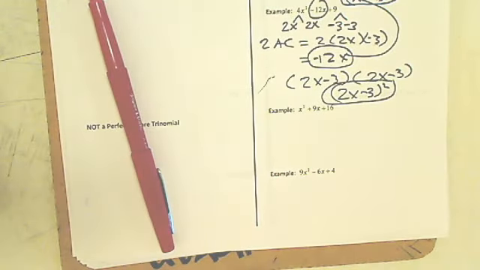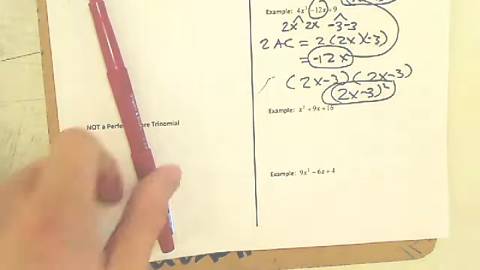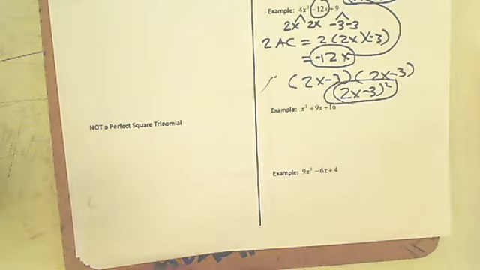1, 4, 9, 16, 25, 36, 49, 64, 81, 100, 121, 144, 169, and so on. These are your perfect squares. If you need a chart, I have one. Who needs it? Okay, I'll give it to you after class. I have a million of those. That's from 8th grade. That's from 7th grade, by the way.